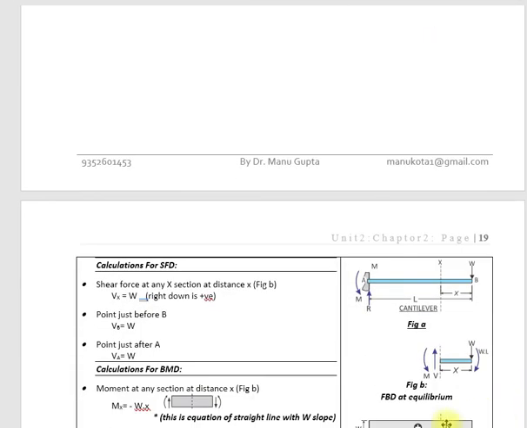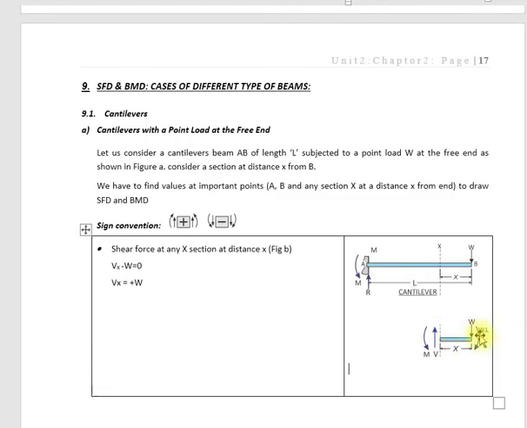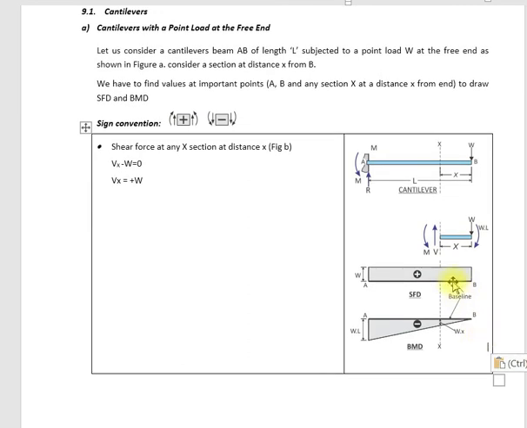So how will its shear force diagram vary? It will vary like this. It will remain constant throughout the beam and its value will be W. As x is from 0 to L, the shear force will remain constant as plus W.